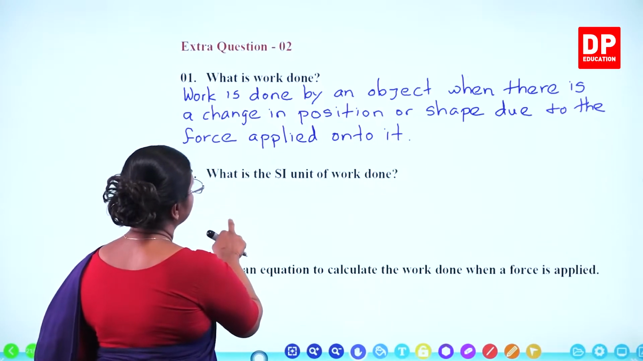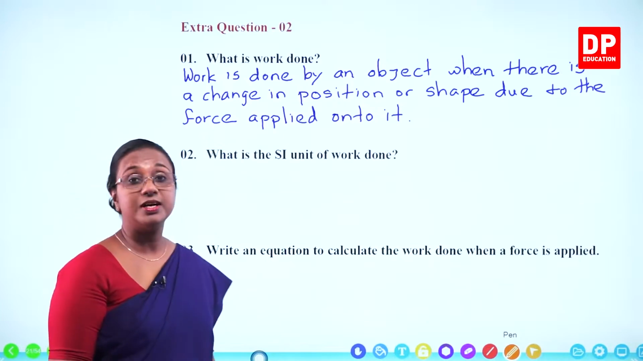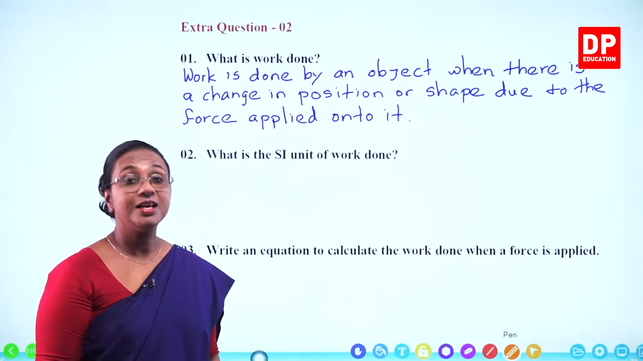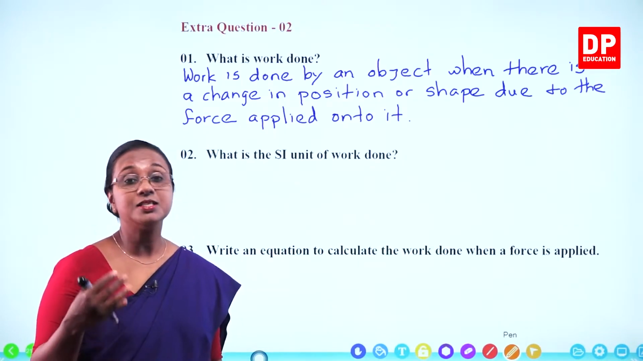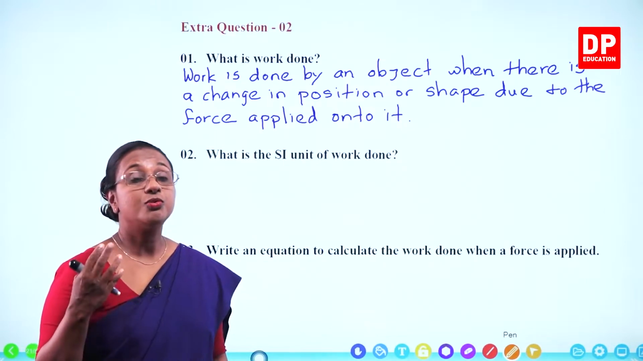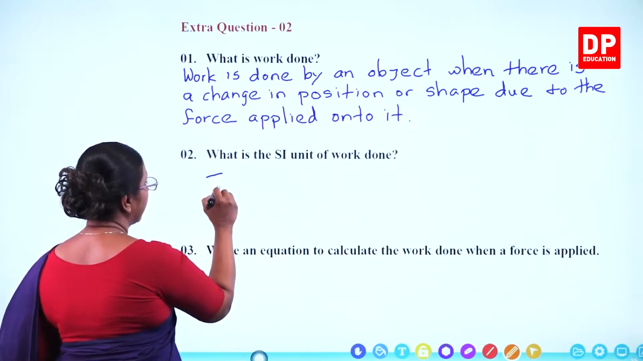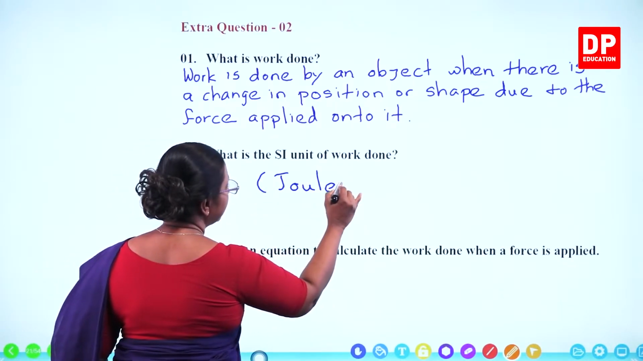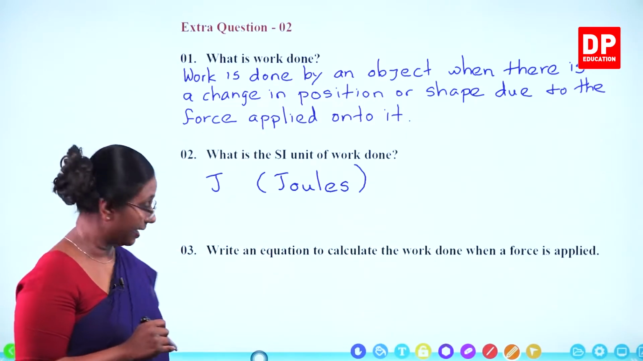Then the second one. What is the SI unit of work done? SI unit is Standard International Unit. What is it? Joules. You all can remember it's named after the scientist James Prescott Joule. So, you have to use the symbol capital J. So, this should be capital J in brackets. If I write it, it will be joules. That is the standard unit of work done.